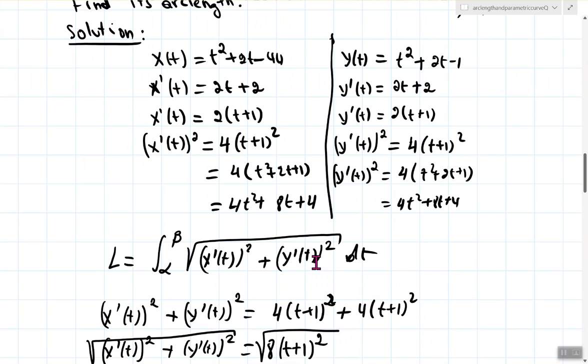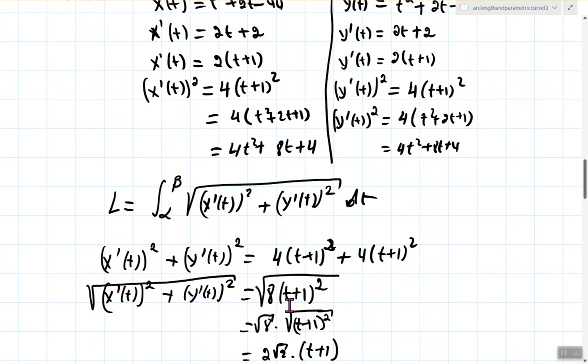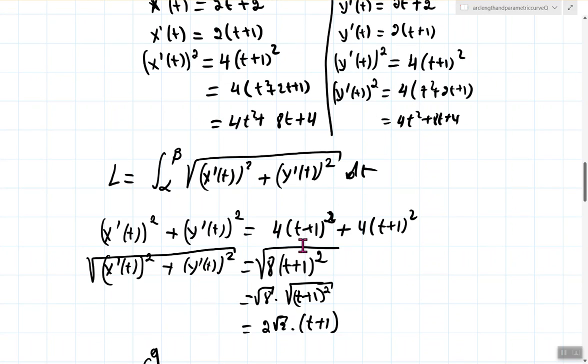So we write down the formula, which we're going to follow. x prime of t squared is what we got here, and y prime of t squared we got there. So we plug those into the formula. I went back to that notation. So instead of writing 4t squared plus 8t plus 4, I write 4 times quantity t plus 1 squared. And similarly, y prime of t squared is 4 times quantity t plus 1 squared. So when you add the two, you get 8 times quantity t plus 1 squared because you have the same thing. It's easier to do it like this.